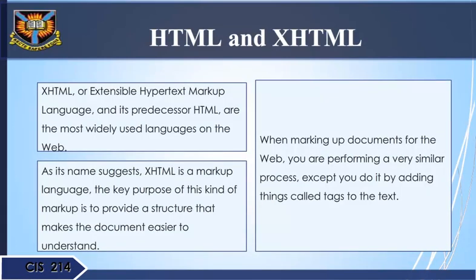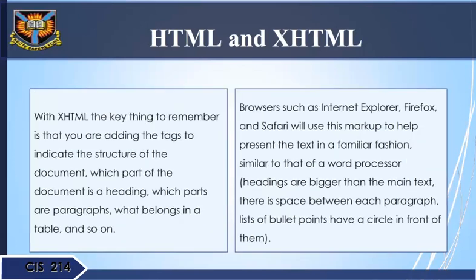HTML and XHTML. XHTML, or Extensible Hypertext Markup Language, and its predecessor HTML are the most widely used languages on the web. As its name suggests, XHTML is a markup language. The key purpose of this kind of markup is to provide a structure that makes the document easier to understand. When marking up documents for the web, you are performing a very similar process, except you do it by adding things called tags to the text.